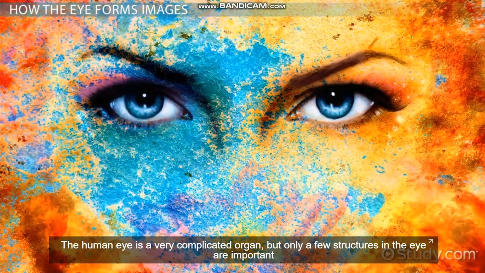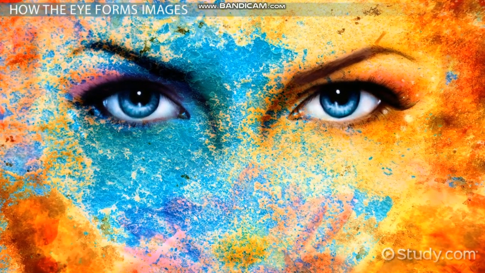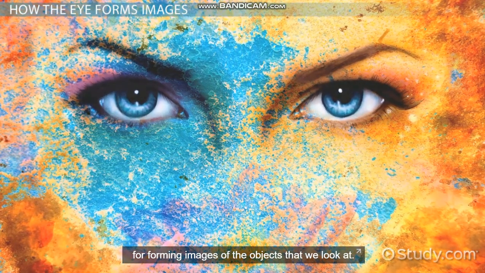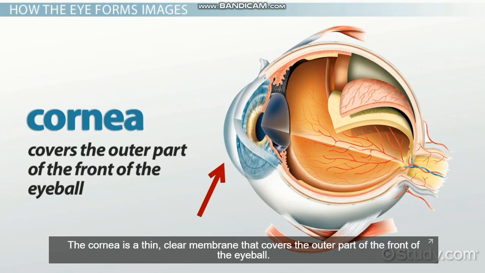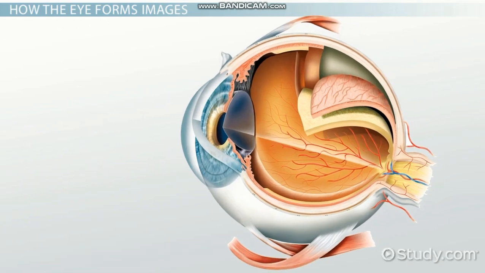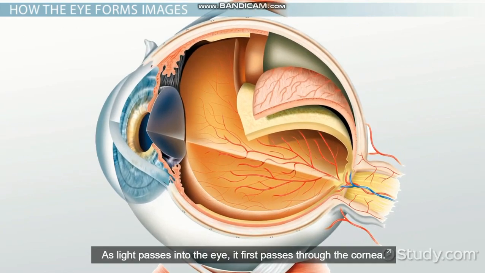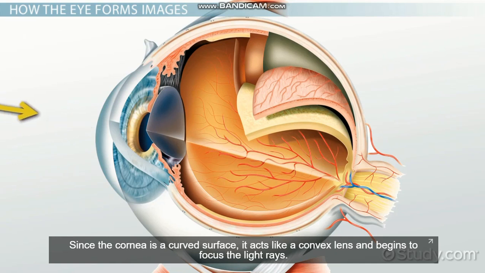The human eye is a very complicated organ, but only a few structures in the eye are important for forming images of the objects that we look at. The cornea is a thin, clear membrane that covers the outer part of the front of the eyeball. It is made primarily of a protein called collagen, which is very tough and strong. As light passes into the eye, it first passes through the cornea. Since the cornea is a curved surface, it acts like a convex lens and begins to focus the light rays.